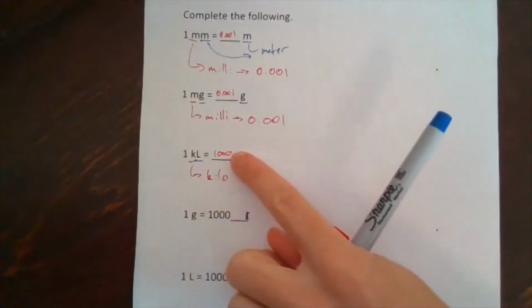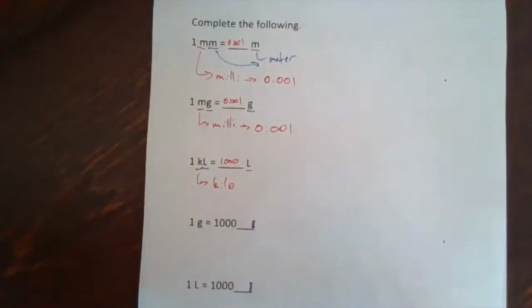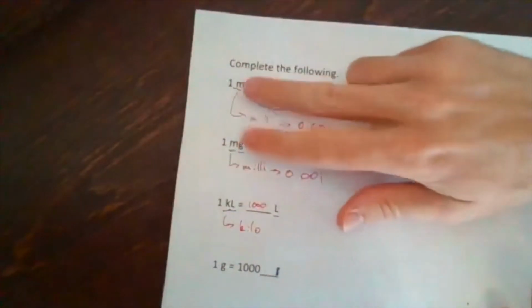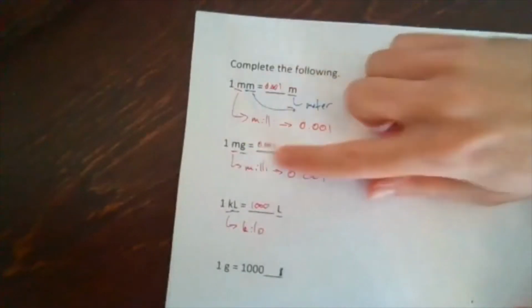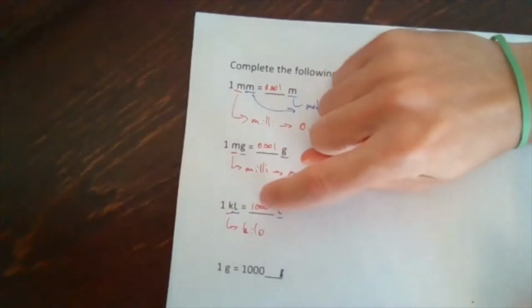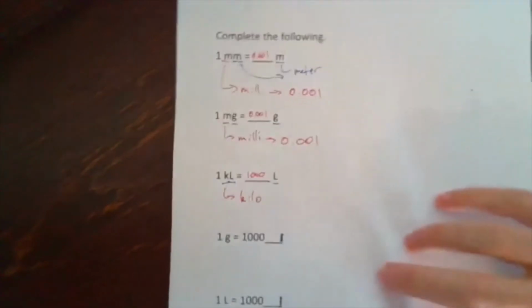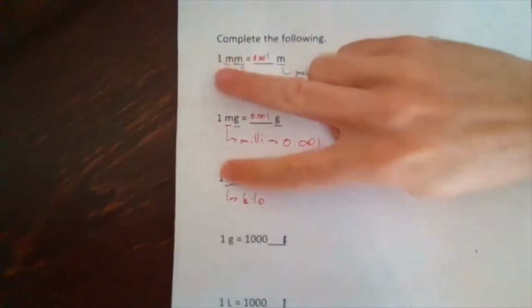So kilo, 1,000. And so whenever we see that 1 KL would be this. So we can see that these are just generically true. In much the same way that milli, didn't matter if it was millimeter or milligram, it was 1,000th. A kilo, it doesn't matter what you're measuring, will always be 1,000 of that thing. All right. So that's just interpreting prefixes.